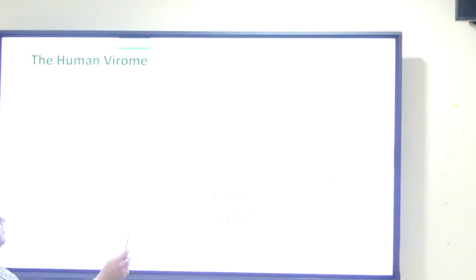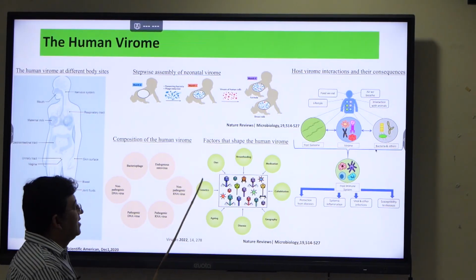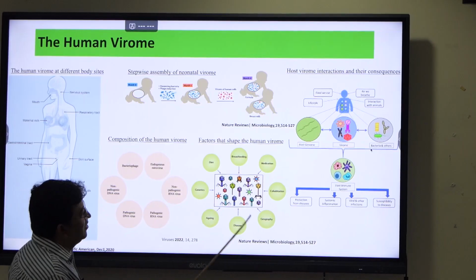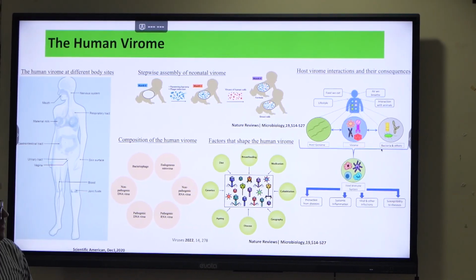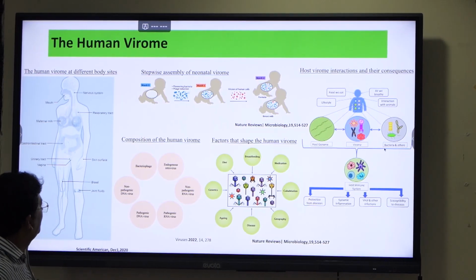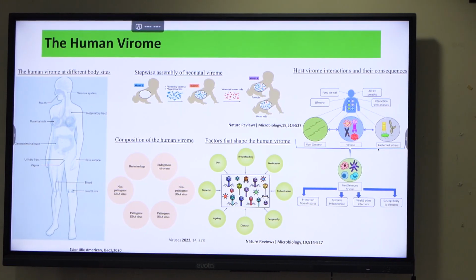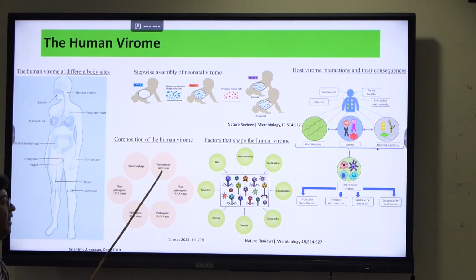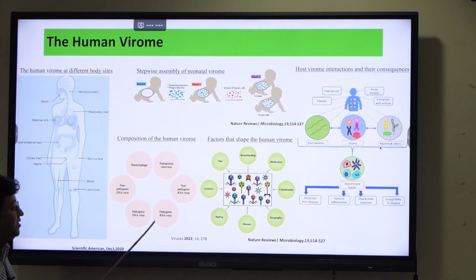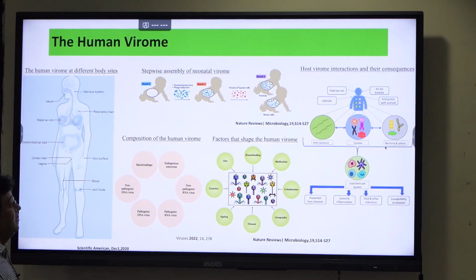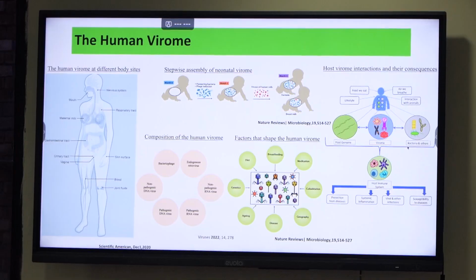Viruses of human cells, all these things. You see the factors that shape the human virome: breastfeeding, diet, genetics, aging, disease, geography, cohabitation, medication, so many things. The take-home message is that we have different kinds of viral sets in our body that include bacteriophage, endogenous retrovirus, which I talked about, non-pathogenic RNA virus, pathogenic RNA virus, pathogenic DNA virus, and non-pathogenic DNA viruses. So we are full of viruses.